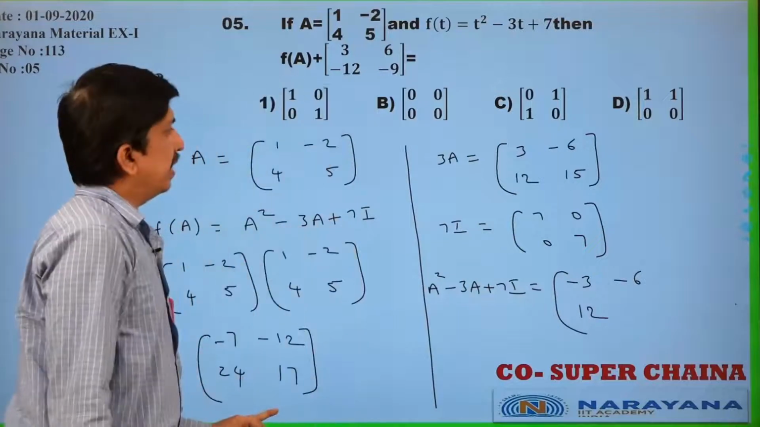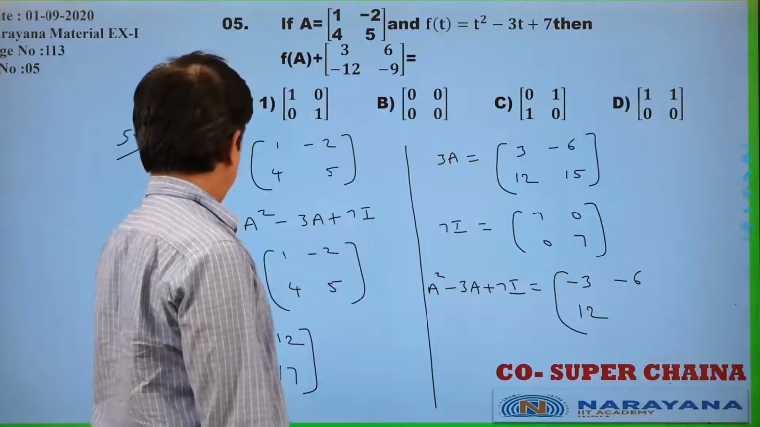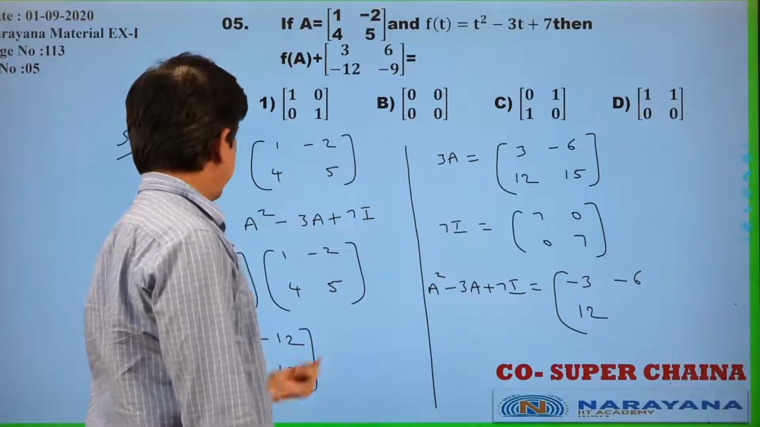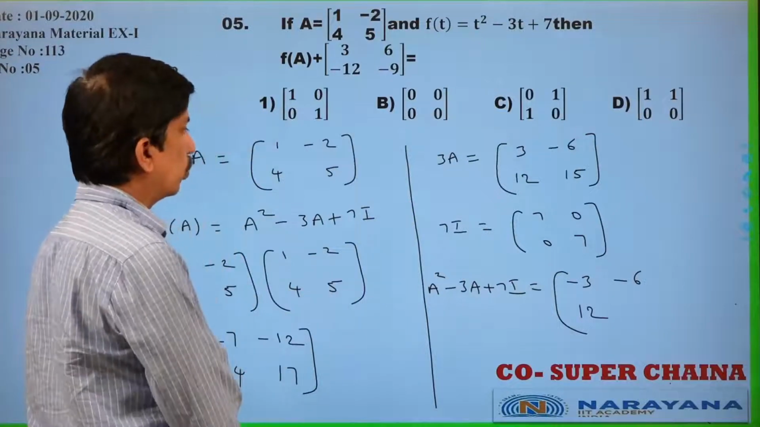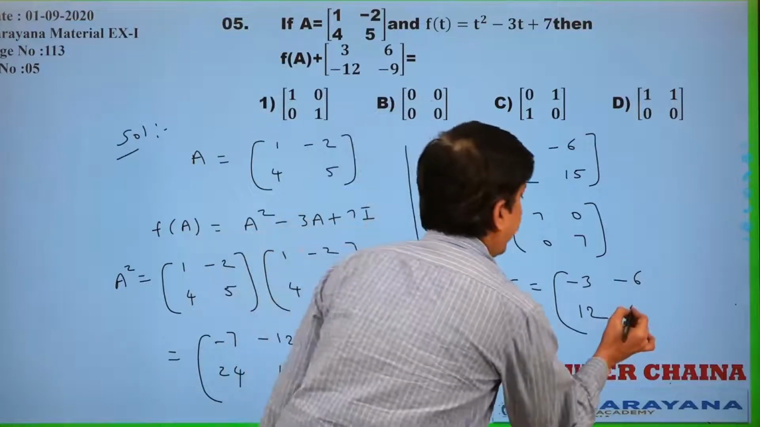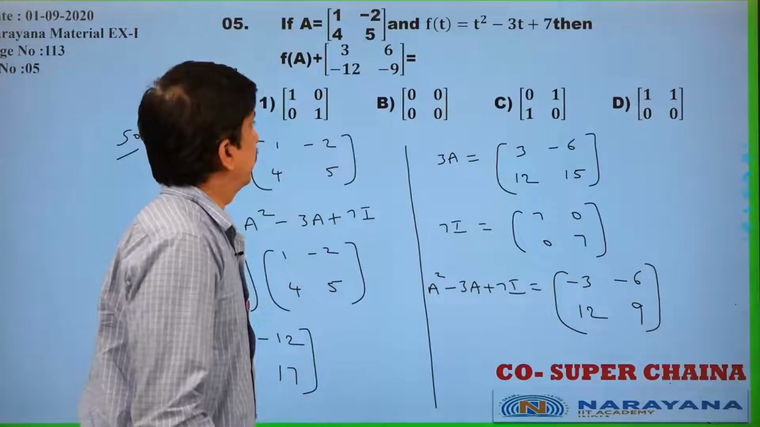Next, 17 minus 15. Why? Because A square minus 3A. 17 minus 15, that is 2. 2 plus 7, what will you get? 9 only. Just observe that.